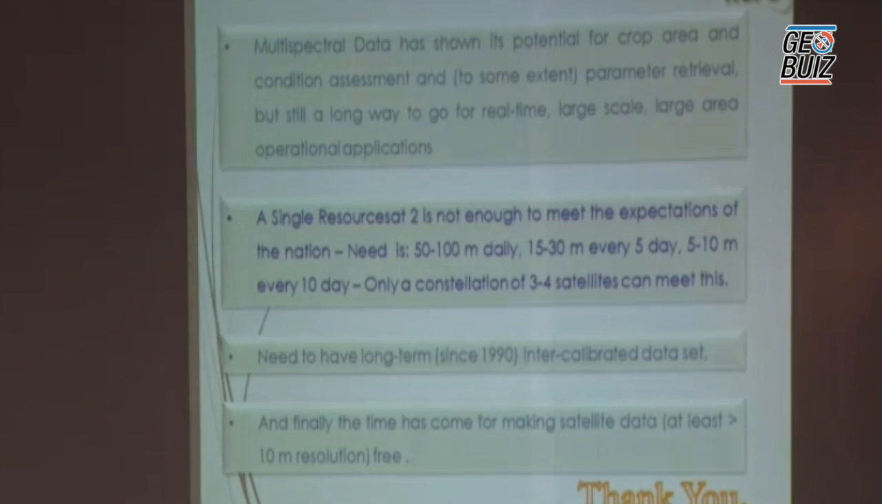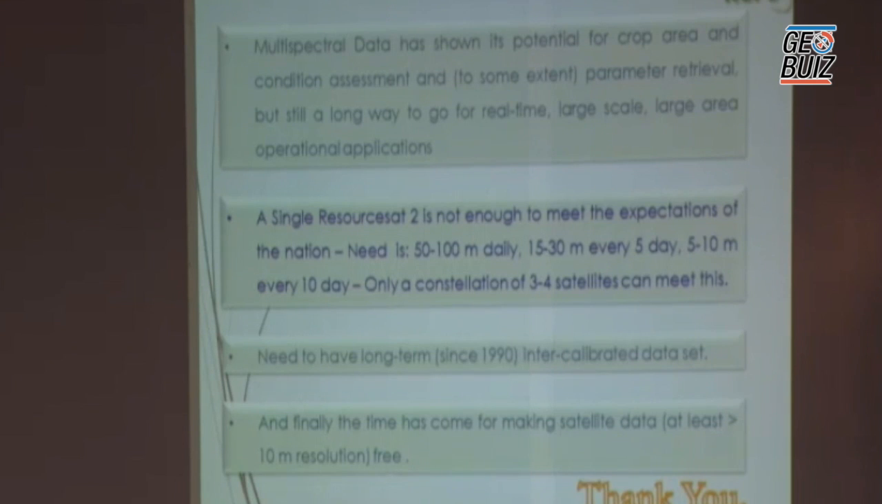What I would like to say is that multispectral data has shown its potential for crop area and condition assessment, and to some extent parameter retrieval, because still we are not at a great stage of doing retrieval. But it's still a long way to go for real-time, large-area operational applications. When we talk about Pradhan Mantri Krishi Bima Yojana or Pradhan Mantri Krishi Sinchai Yojana, the expectations are to do analysis at farm level or village level. We are still very far from that.